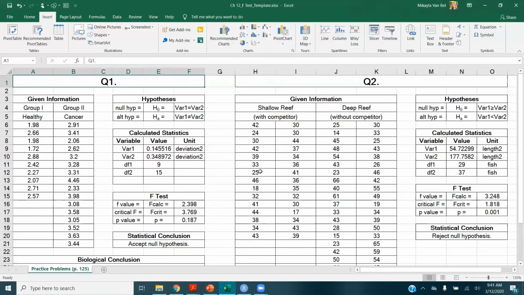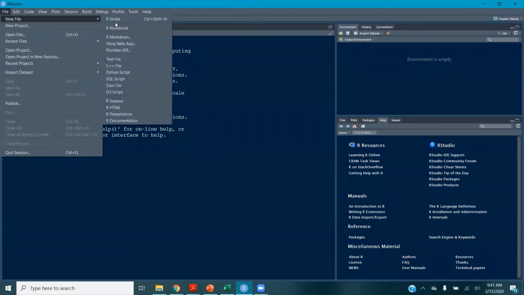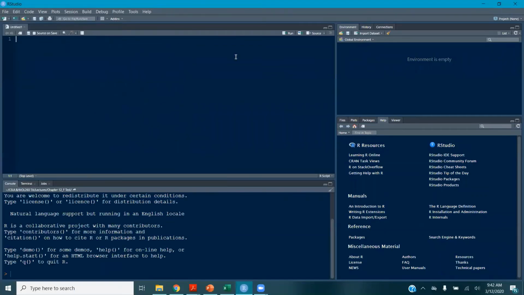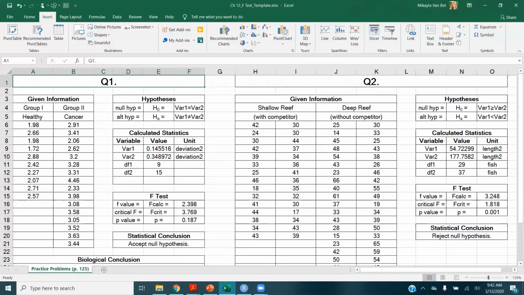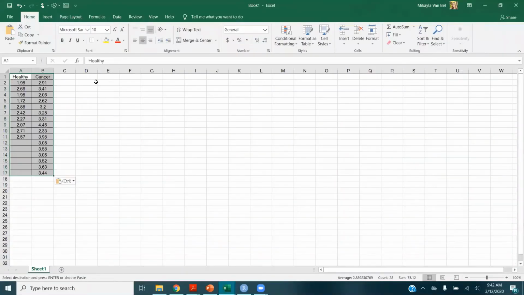The first thing we need to do is open R and make a new script. So we'll go to File, New File, R script, and we'll get that fourth panel open here. We need to save our data in a column format. So this data already has, for question 1, nice columns. I'm going to copy both of those columns with the column names. I'm going to open a new Excel file and paste it in.